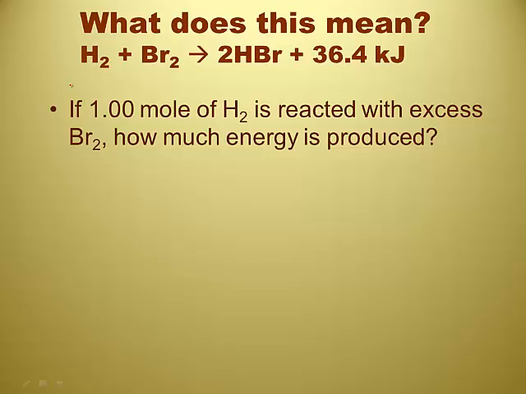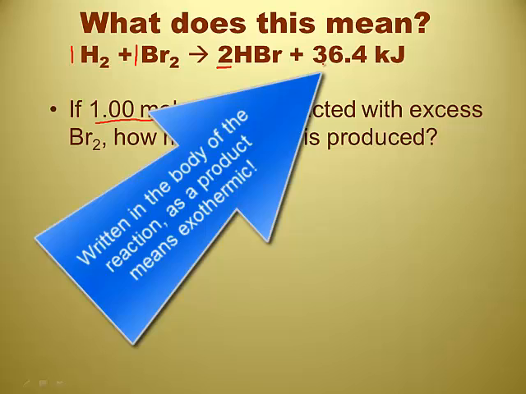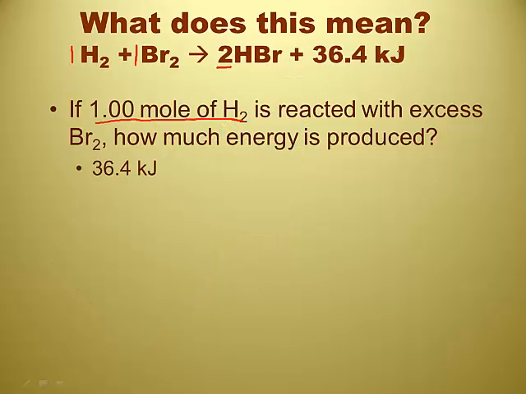The reaction, if you remember back to first semester: 1 mole of hydrogen plus 1 mole of bromine makes 2 moles of hydrobromic acid plus 36.4 kilojoules. So if I use only 1 mole of hydrogen with plenty of bromine, that means I'm going to use up all my hydrogen. I'm going to get exactly 36.4 kilojoules, right?